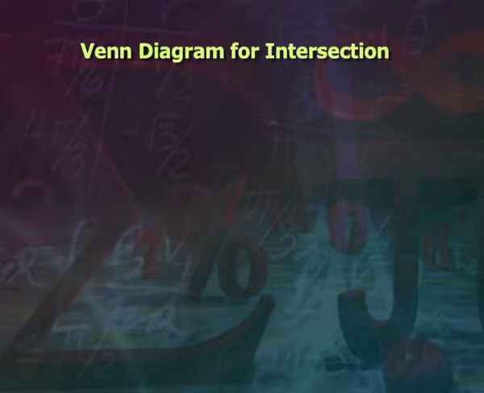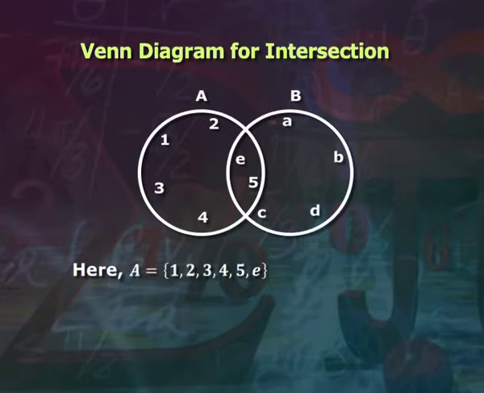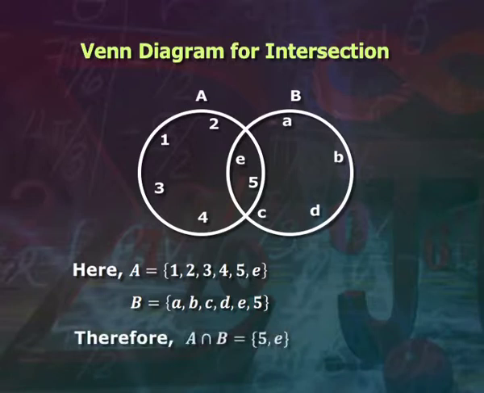Venn diagram for intersection. Here again A is equal to 1, 2, 3, 4, 5 and E, and B is equal to A, B, C, D, E and 5. Therefore, A intersection B will be the set consisting of 5 and E.